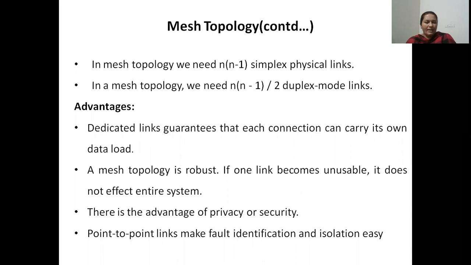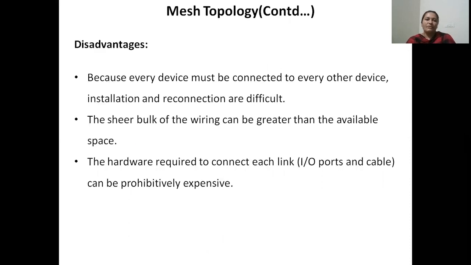The next advantage is if there are any faults in the mesh topology, they are easy to identify and isolate. If any one link goes down in the mesh topology, it doesn't affect the entire system. Only that link goes down and other links will be working fine. Hence, mesh topology is robust. Now coming to the disadvantages of mesh topology.